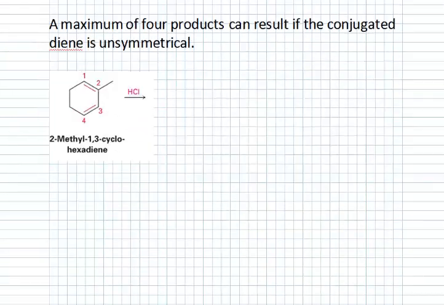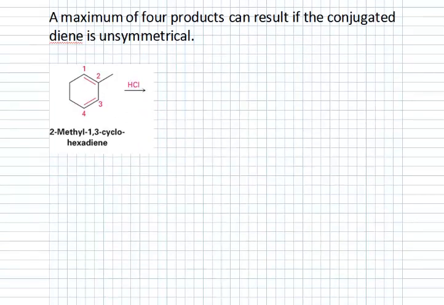So if I have an unsymmetrical conjugated diene, I can actually produce a maximum of 4 products. 2 of those will come because either one of those double bonds can start the process by attacking a hydrogen, and then we multiply that by 2 again because each of those has 2 resonance structures. So let's take this one part at a time.